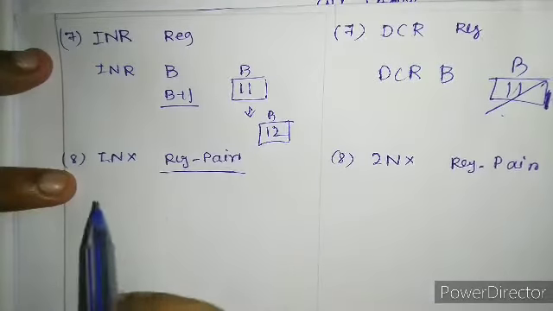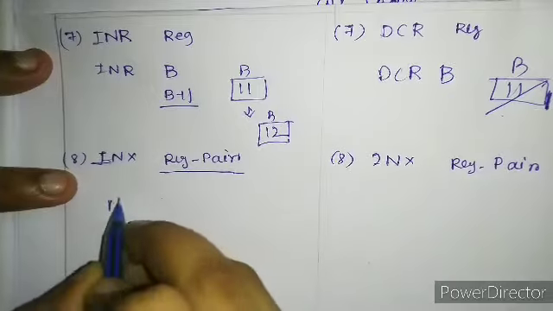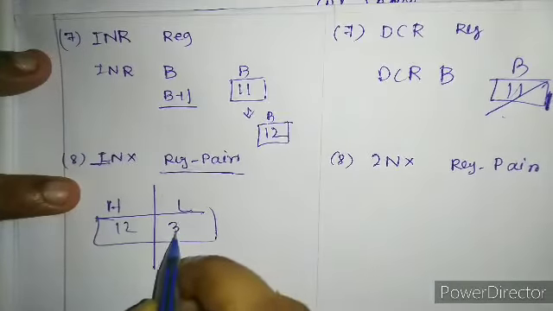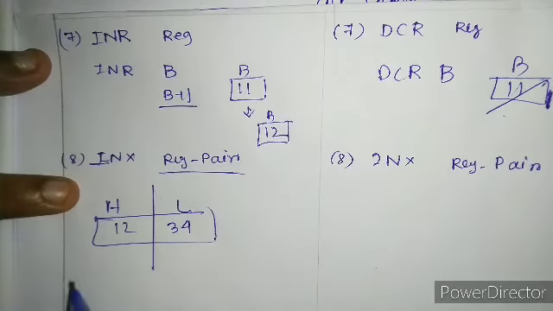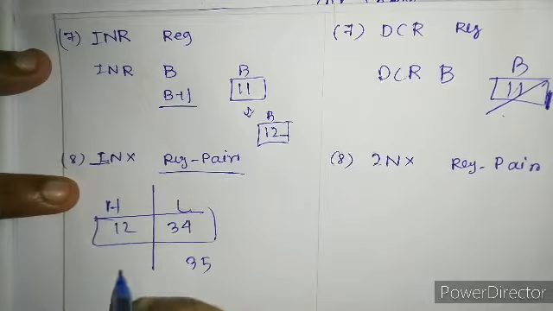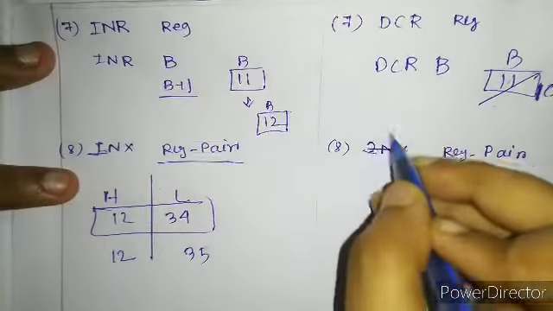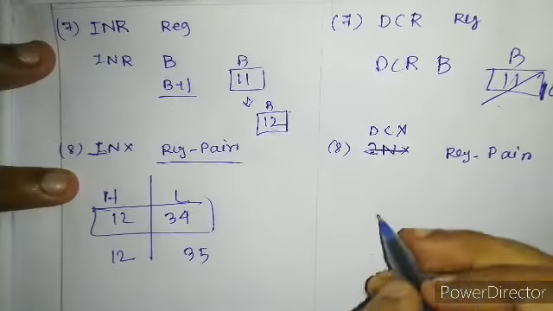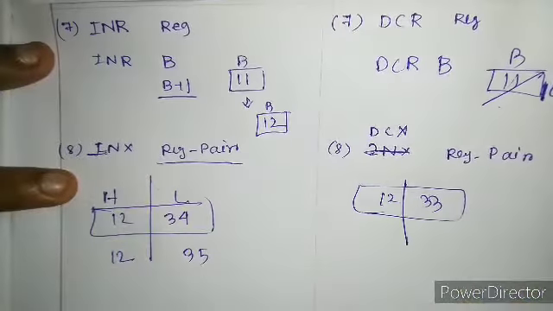Now INX register pair. Register pair means a 16-bit number. So in H and L, suppose we have 1, 2, 3, 4. If we do INX, plus 1, this means 1, 2, 3, 5. And for the decrement, this is DCX register pair, the value now will be 1, 2, 3, 3. I hope you get this.